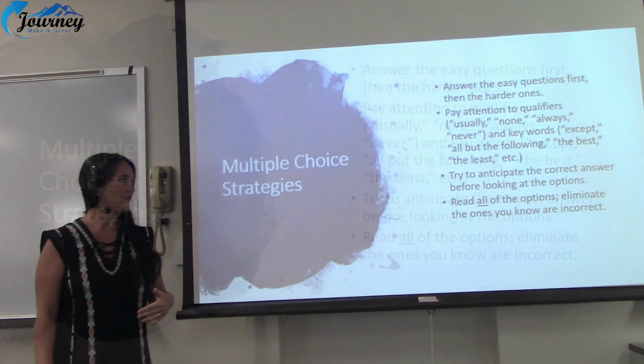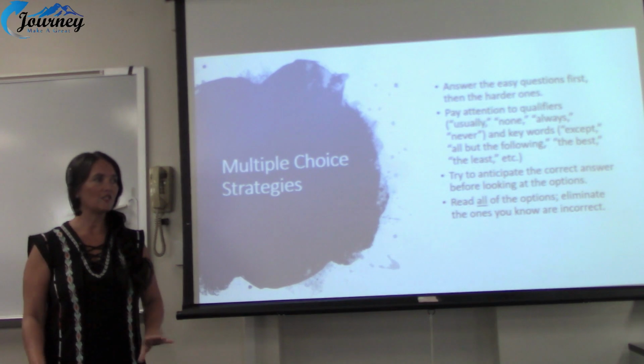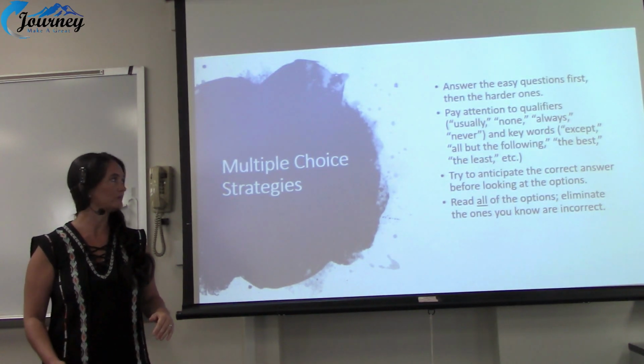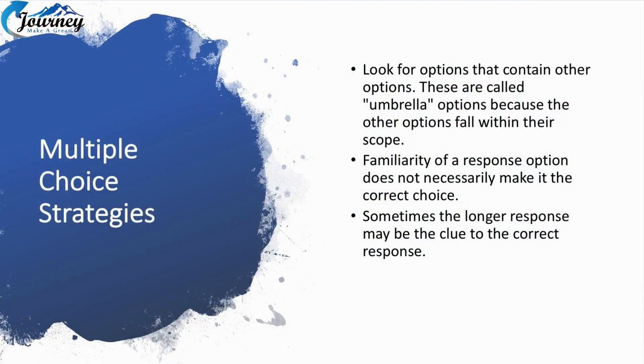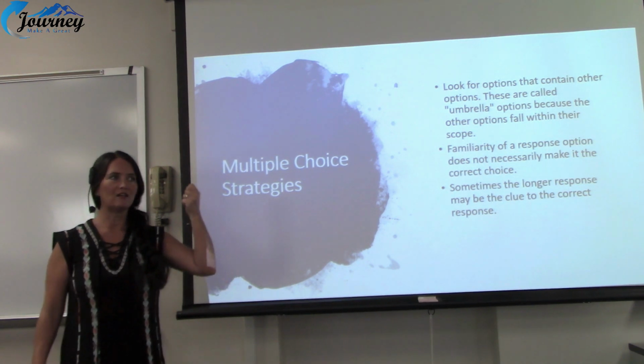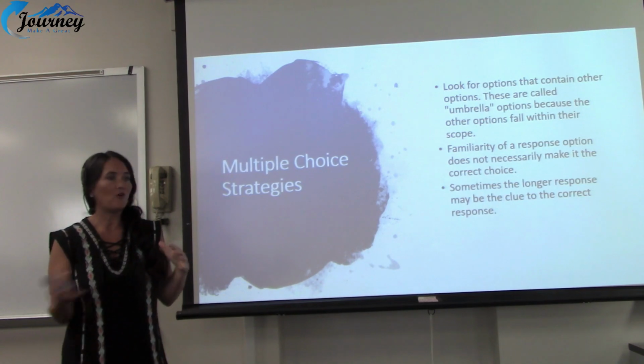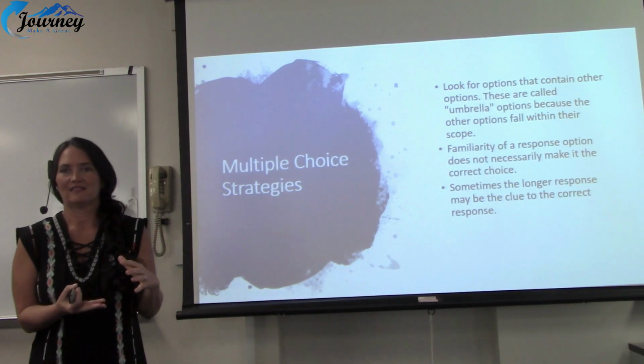But do read all of the options and eliminate the ones that you know are incorrect. Just get rid of them. Try to narrow it down to 1 or 2. Look for options that contain other options. These are called umbrella options. We'll talk more about that later. The umbrella option, like an umbrella, covers you. It covers other options that fall within that answer.